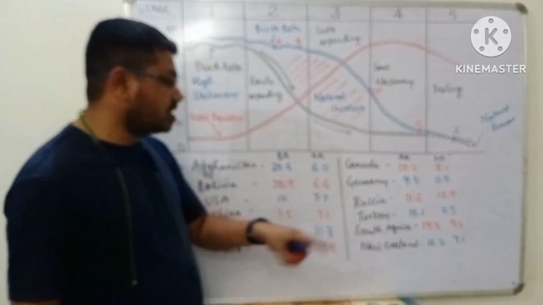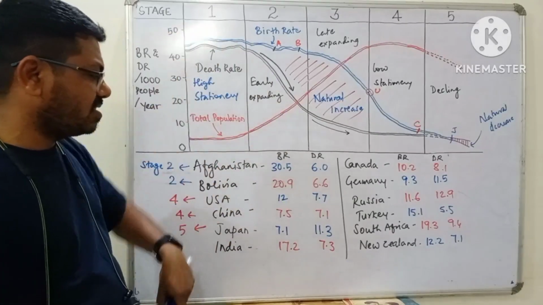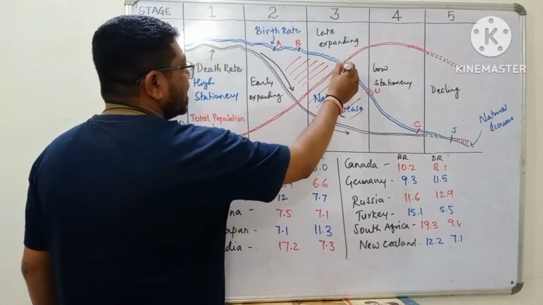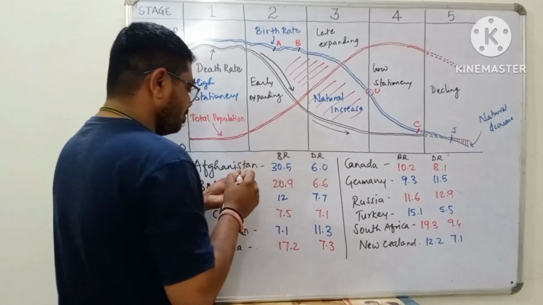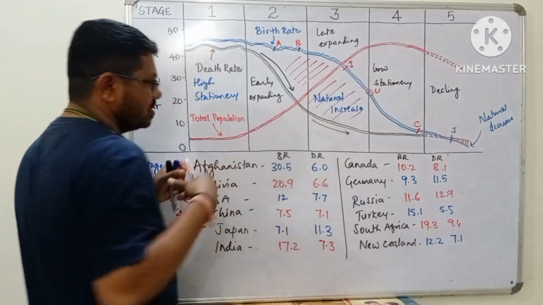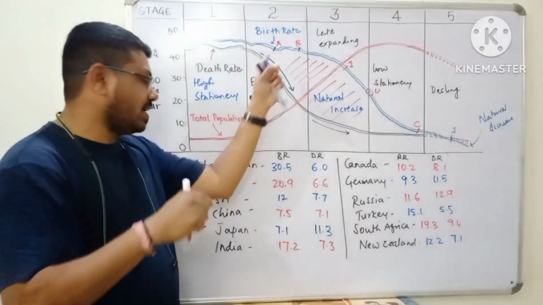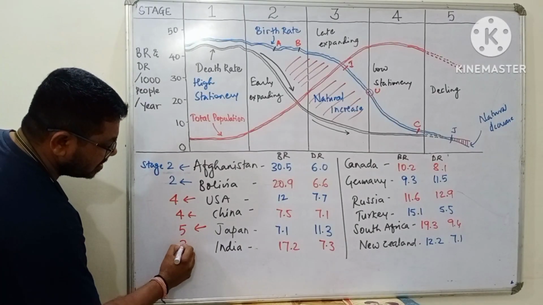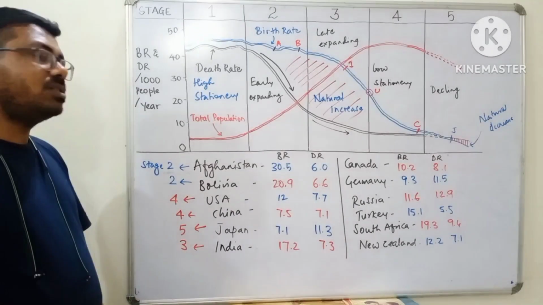India 17.2, 7.3. Yeah, it is in stage 3. The gap is reducing. So India is somewhere in the middle. Somewhere here India is, there is a gap, but it is close to that. India is over there because the gap is over there. So you can see that India is in the 3rd stage of the demographic transition model.